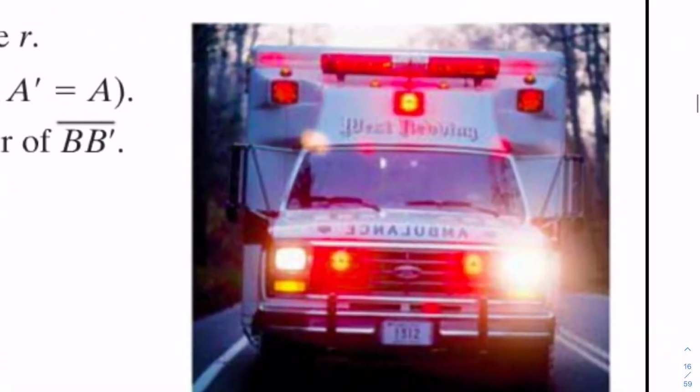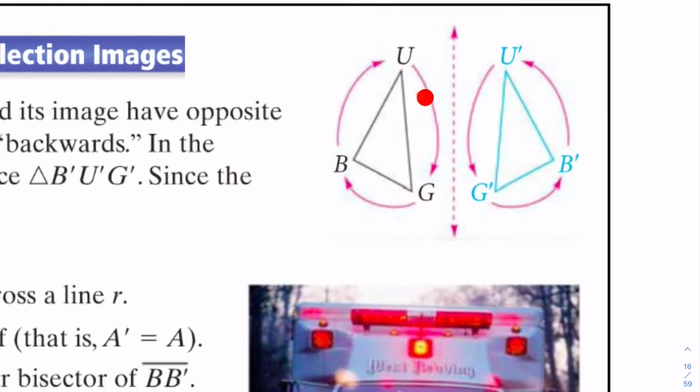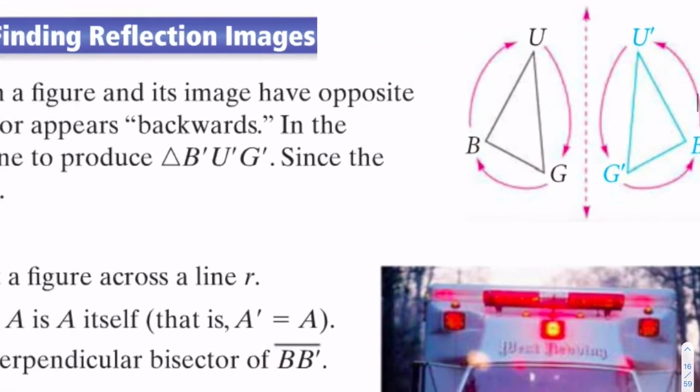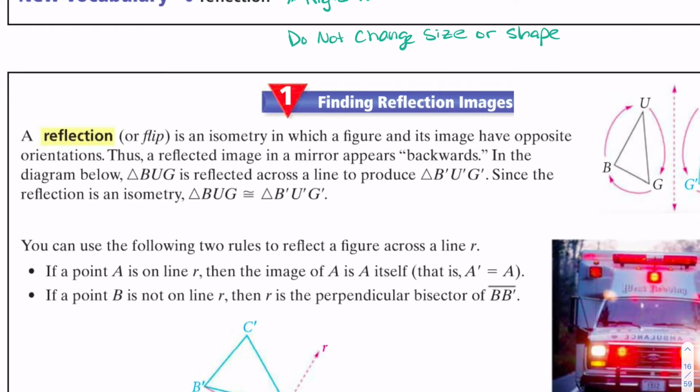Take a look at this real world example. Look at ambulance. Ambulance is backwards. It's written backwards. You know why? When you look in your rearview mirror and you read it, it will actually look like it's spelled correctly, ambulance, because it's a reflection and it changes that order. So UGB now looks like U prime, G prime, B prime. Okay. Now, it's an isometry that has opposite orientation. Thus, a reflected image in a mirror appears backwards.